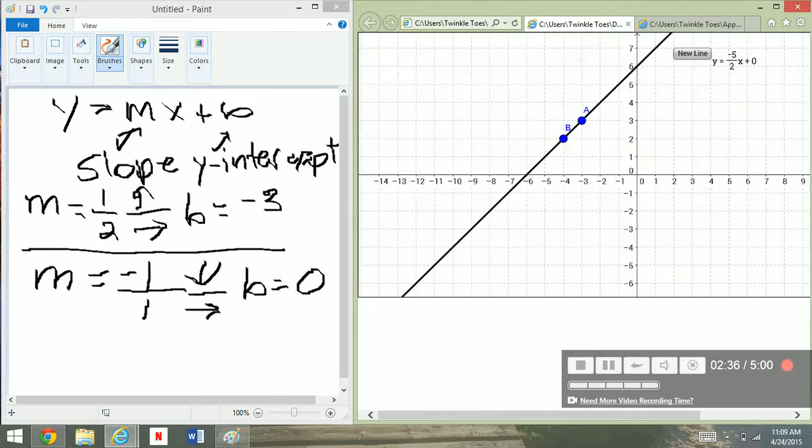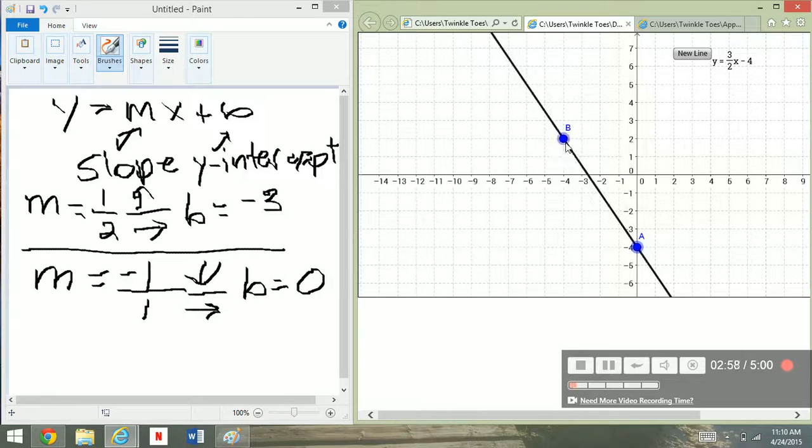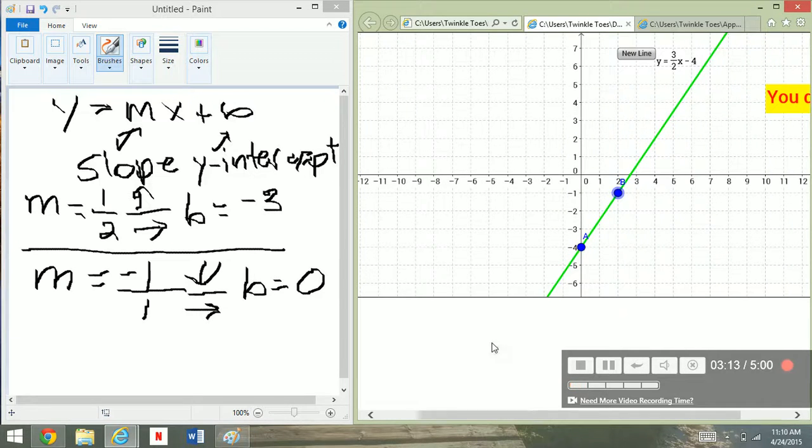The next line I'll do is going to be y equals 3/2x minus 4. So I'm just going to graph from the equation. I'm going to start with my y-intercept of -4. My first point goes at -4. Then from the slope, I'm going to go up 3 and to the right 2. And now I have graphed y equals 3/2x minus 4.